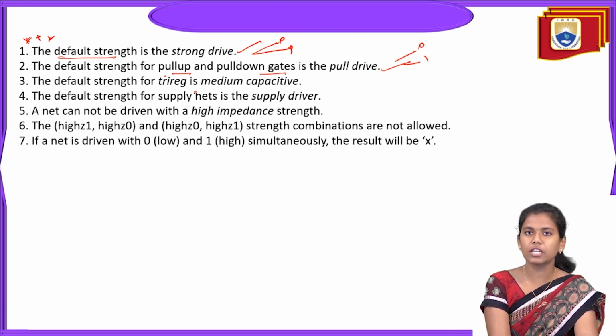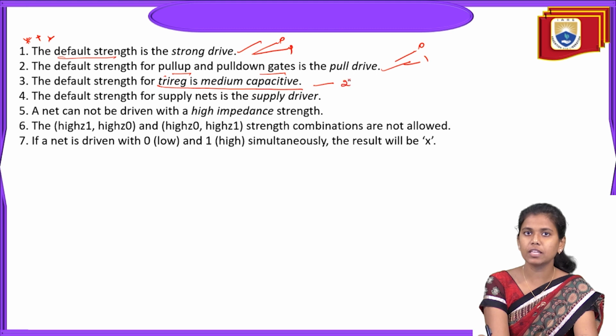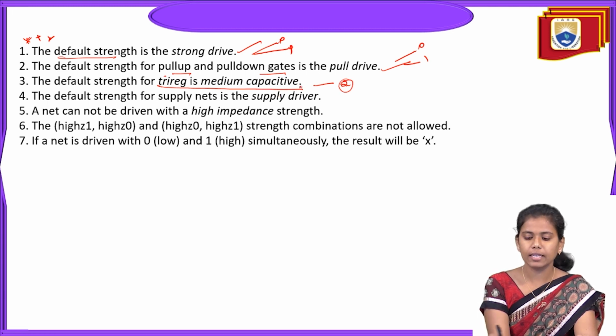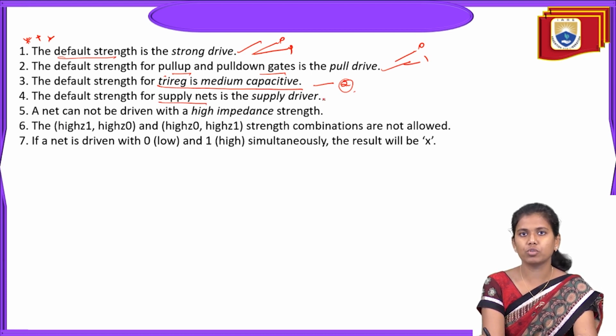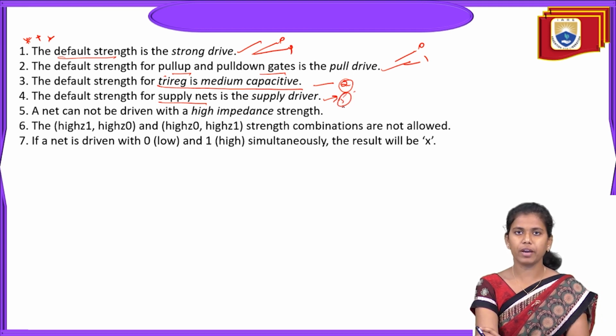And then the default strength for Trireg is medium capacitive. So medium capacitive is 2, right? So for Trireg nets, the strength level is a medium capacitive strength level and it is 2. And the default strength for supply nets is supply driver. Okay. So for supply driver, I think it is 5.